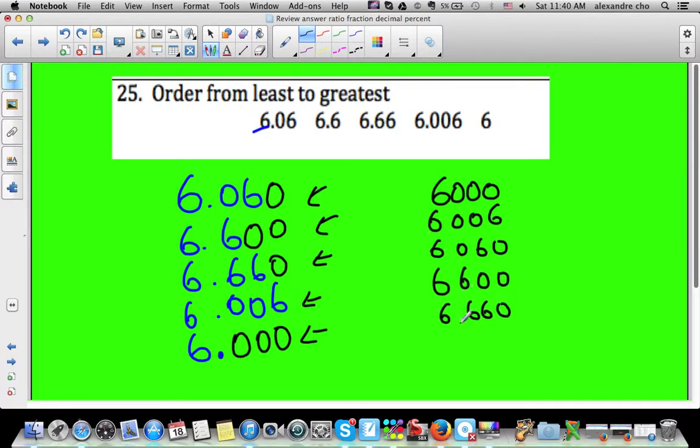But go back now and make sure you add the decimals. So from least to greatest, the smallest number would be this, which is 6. Second one will be 6.006, 6.06, and then 6.600 and 6.660. From least to greatest.